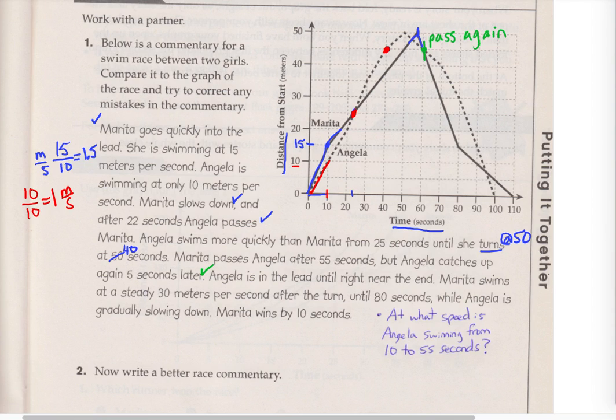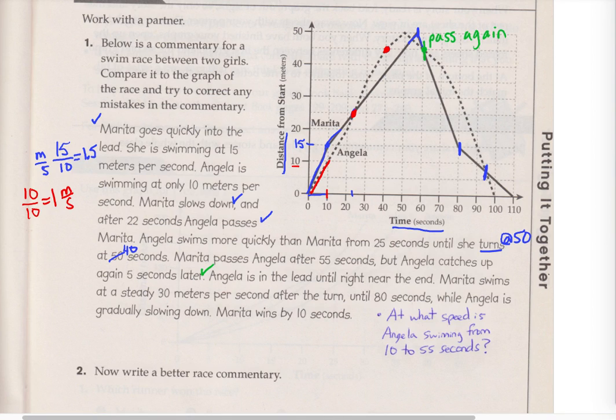Angela's in the lead until right near the end. No, it's Marita who's in the lead until right here, it looks like. So then it looks like right about here at 80 seconds, Marita has slowed down. And after that, it looks like Angela just barely catches up with her a few seconds before the end. So I don't think they had that quite right.